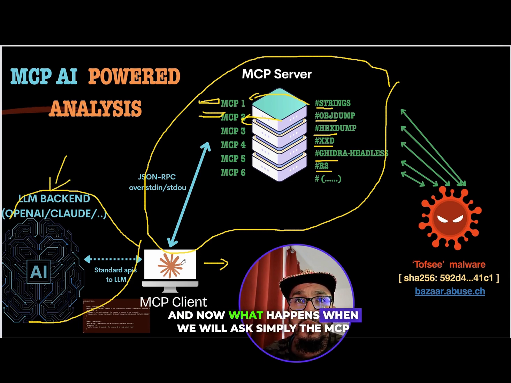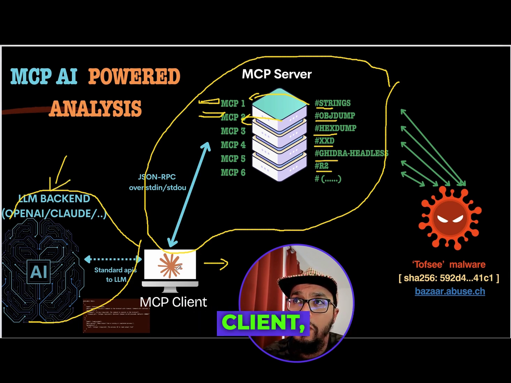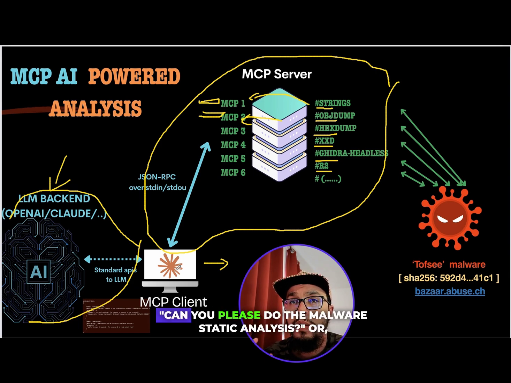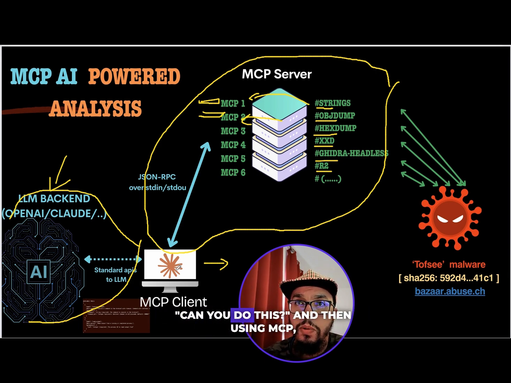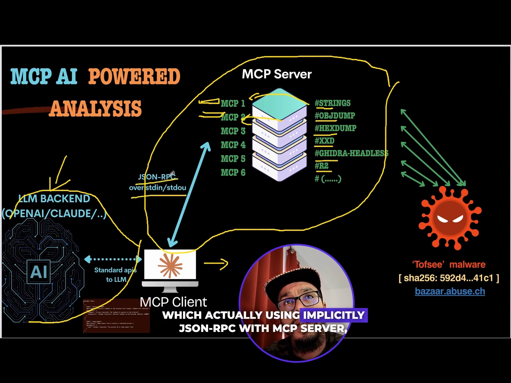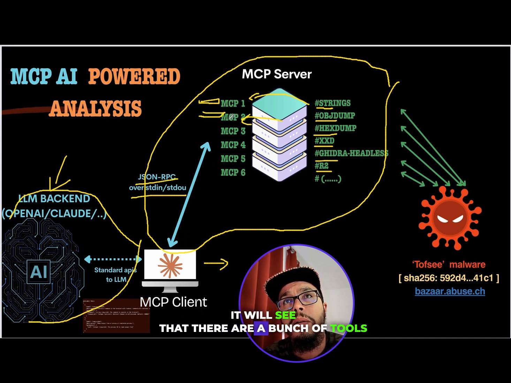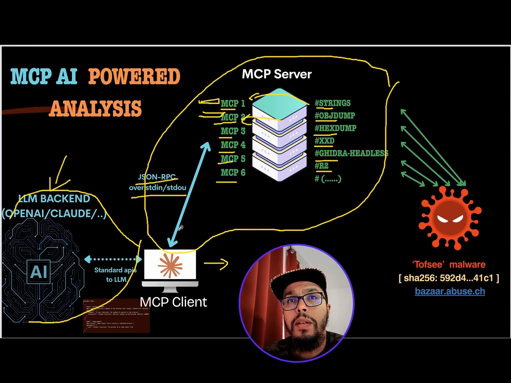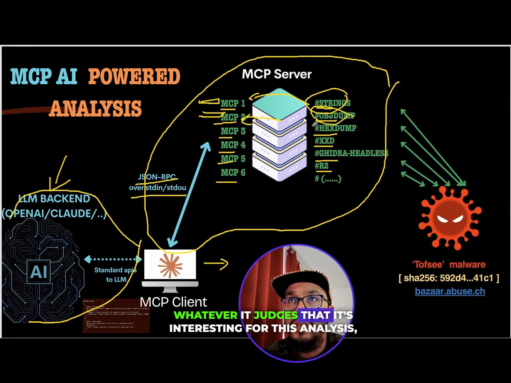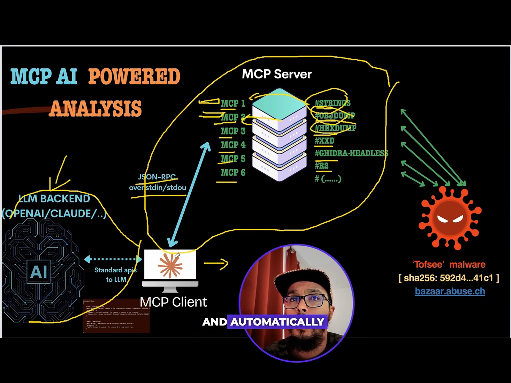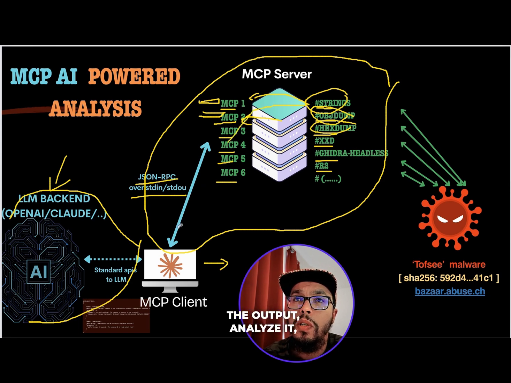And now what happens when we simply ask the MCP client, which is in this case Claude Desktop, can you please do the malware static analysis, or can you do this? Then using MCP, which is actually implicitly using JSON-RPC with the MCP server, it will see that there are a bunch of tools available to it as an AI. And then based on that, it will start using whatever it judges is interesting for this analysis, and automatically pull the output, analyze it, do another one, then analyze it.